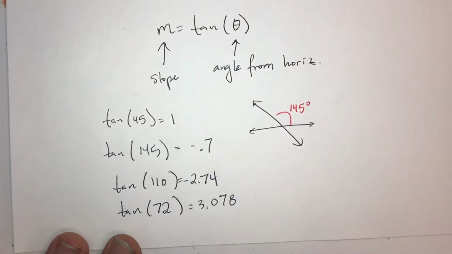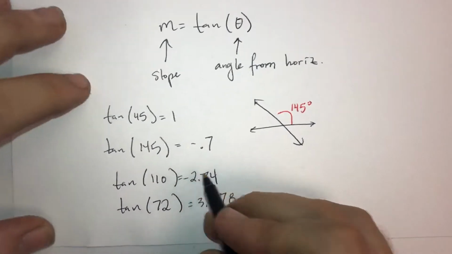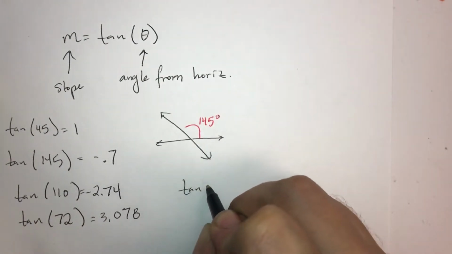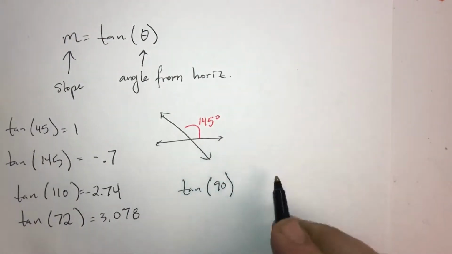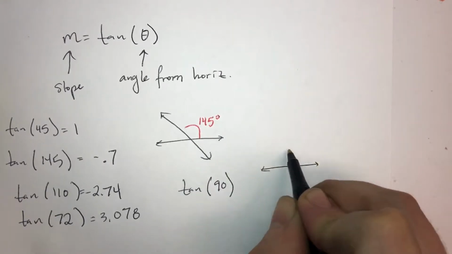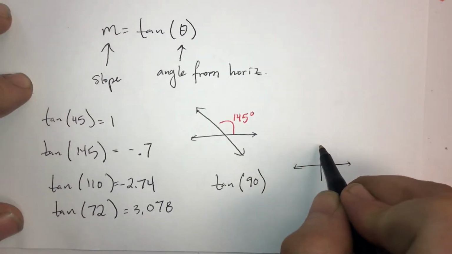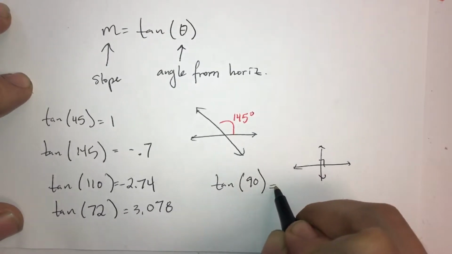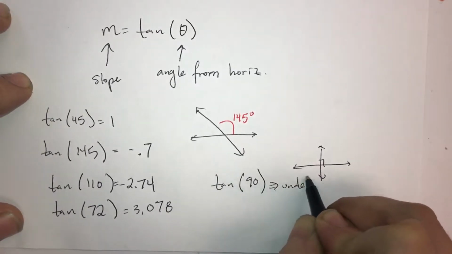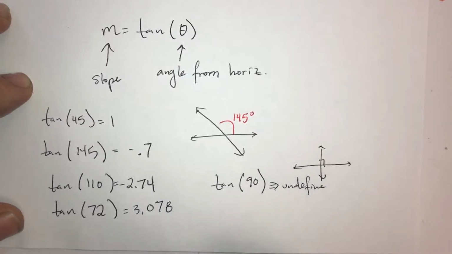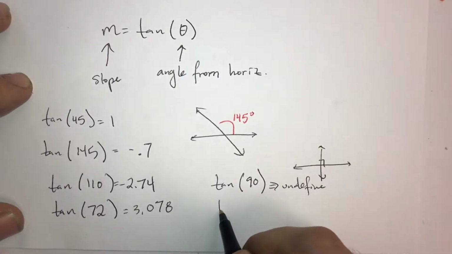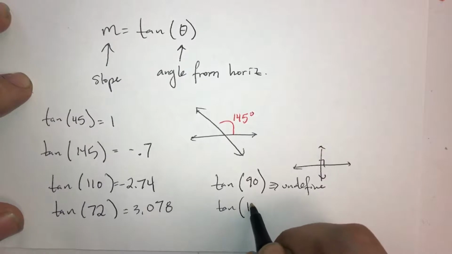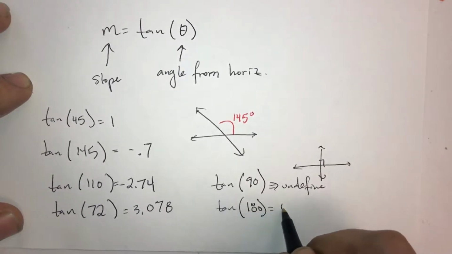And then the last two we talked about in class. Tangent of 90, that's asking for the slope of a line that's perpendicular to a horizontal line. So perpendicular to horizontal means vertical. What's the slope of a vertical line? It's undefined. You're going to get an error when you type that into your calculator. And then lastly, tangent of 180 is 0.